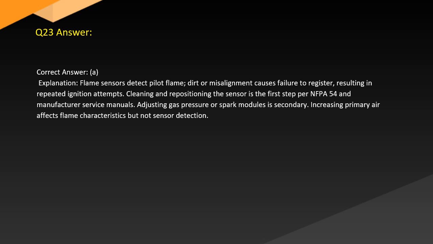Answer. Correct answer: A. Explanation: Flame sensors detect the pilot flame. Dirt or misalignment causes failure to register, resulting in repeated ignition attempts. Cleaning and repositioning the sensor is the first step per NFPA 54 and manufacturer service manuals. Adjusting gas pressure or spark modules is secondary. Increasing primary air affects flame characteristics but not sensor detection.